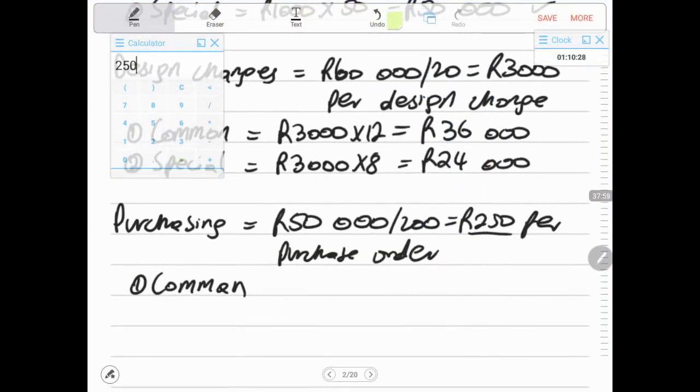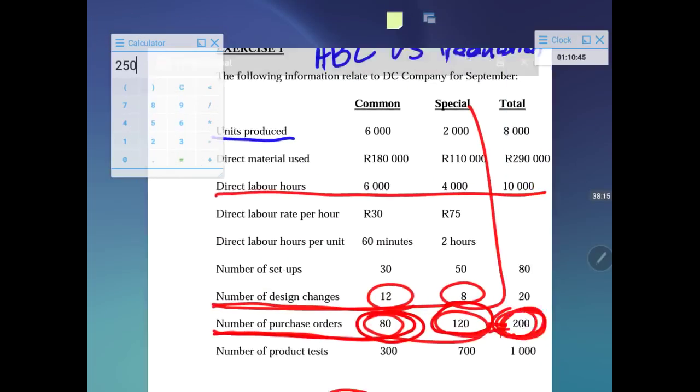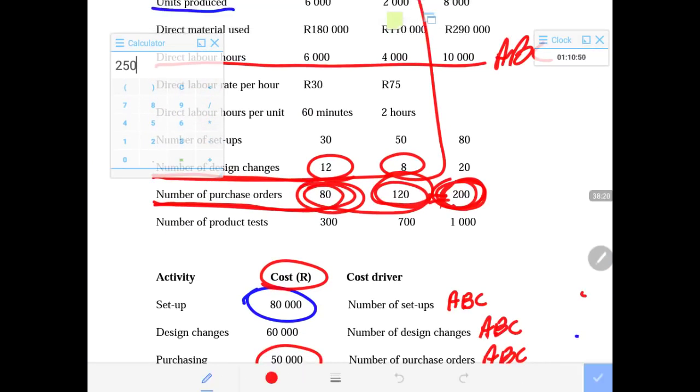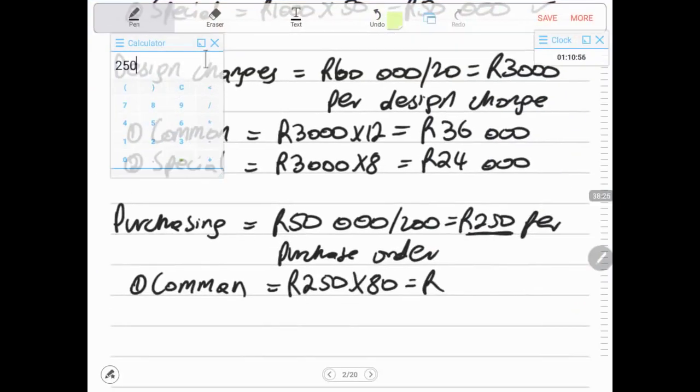So now we continue on that same note. We are now allocating this cost, this rate, which is 250, times 80. Just confirming that. Yes, it was 80 for Product Common. Then the second one, which is Special, it was 120. So now we times this by 80, and it gives us 20,000 rands. Then obviously for Product Special, it will be 30,000 rands.